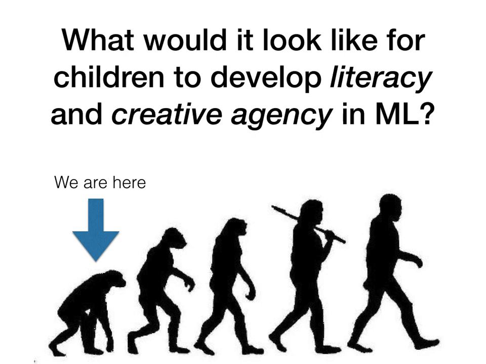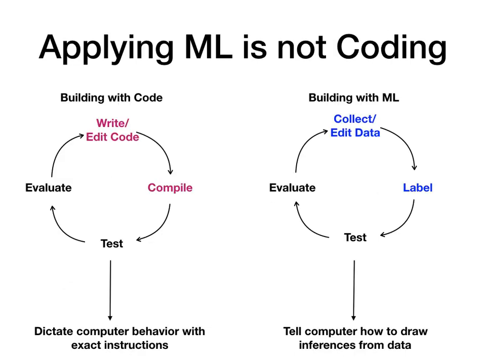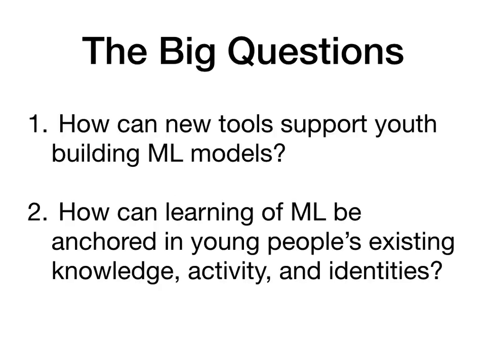But now I've said machine learning 4 times, so what is it? Applying machine learning is not coding an algorithm. Coding involves writing exact instructions for the computer to execute, whereas applying machine learning involves collecting data and specifying how the computer should draw inferences from that data. Both processes involve testing and evaluation. There are kinds of machine learning that don't involve these steps, but in this talk, I'm just going to talk about applying supervised learning.